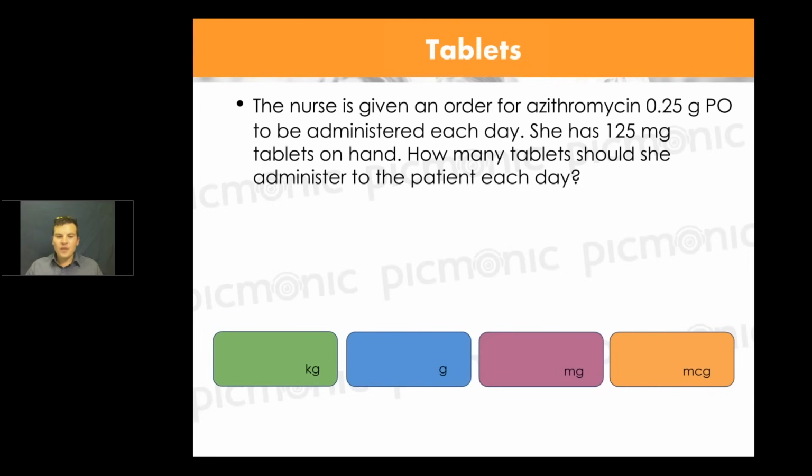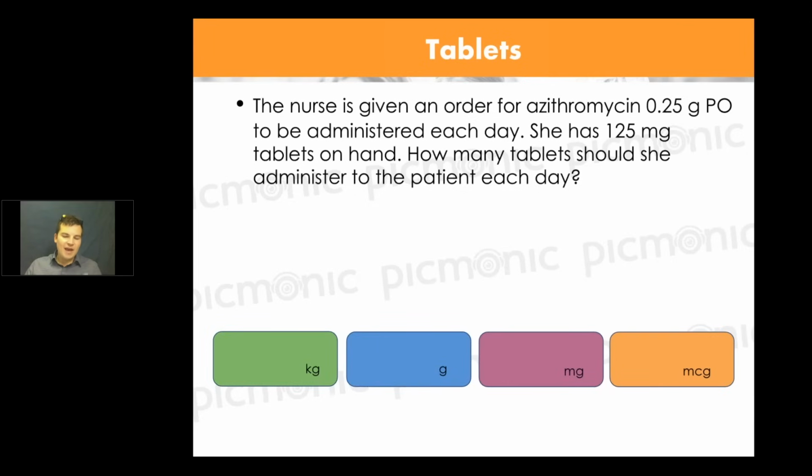Okay, so first off, any nursing question, no matter what, you really just want to say, what's this question asking me? The question is asking me, how many tablets should I give the patient each day to give the patient 0.25 grams every day, right? So how many tablets do I need to give to reach 0.25 grams? I could write that down. I've rephrased the question so that I understand.